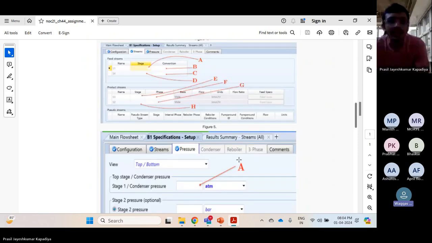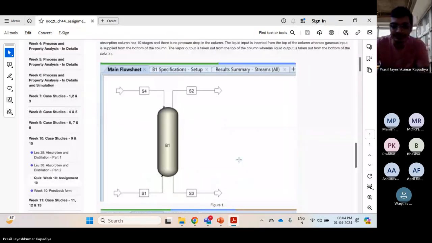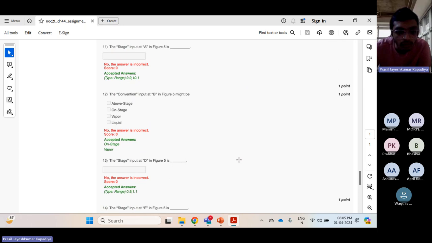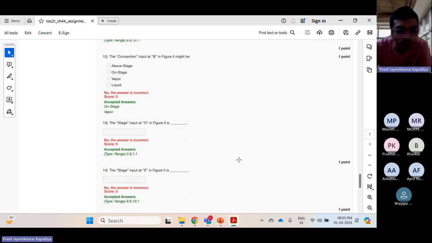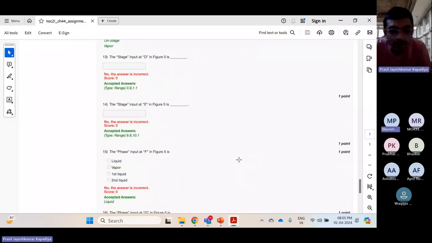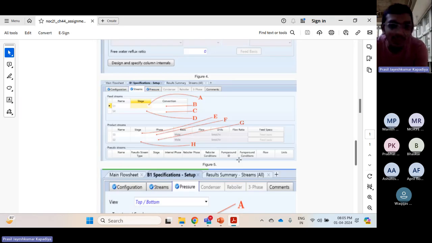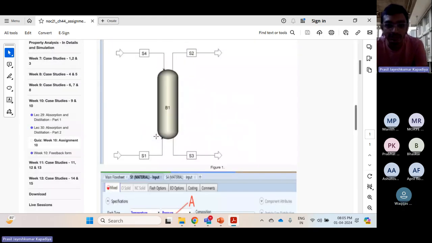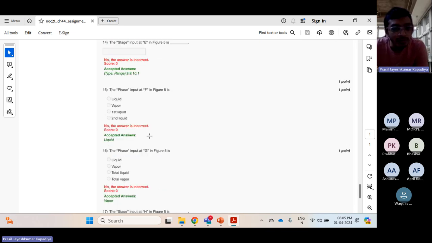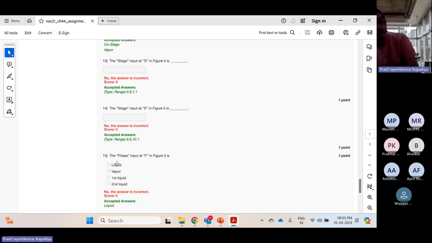It should be vapor. Can you see the diagram? The block diagram? S3 is liquid and which stage? After the 10th stage, right? Yeah. Can anyone please keep track of number 14? Okay, so it should be 10. And the phase input at F in figure 5 is liquid phase, right? S3 was liquid phase, right? Yeah, S3 is liquid, yes. Correct. What was the number? 15. Okay, so it's liquid, correct?